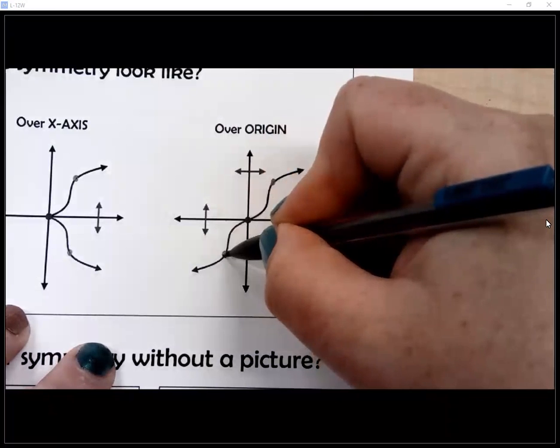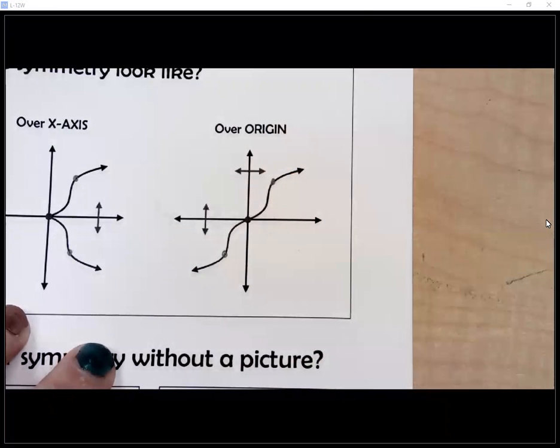Okay. All right. So if you look on the back, there are a few for us to try. So we'll do some together.